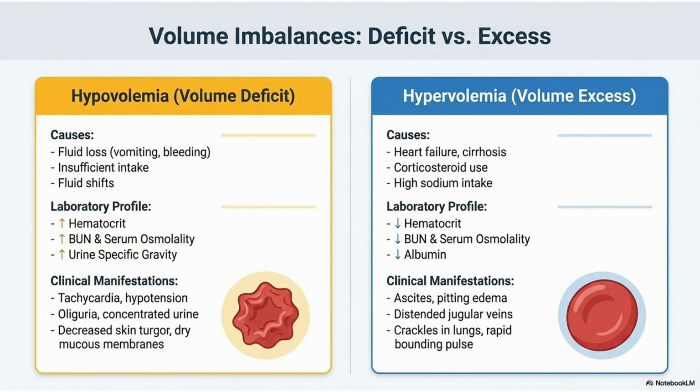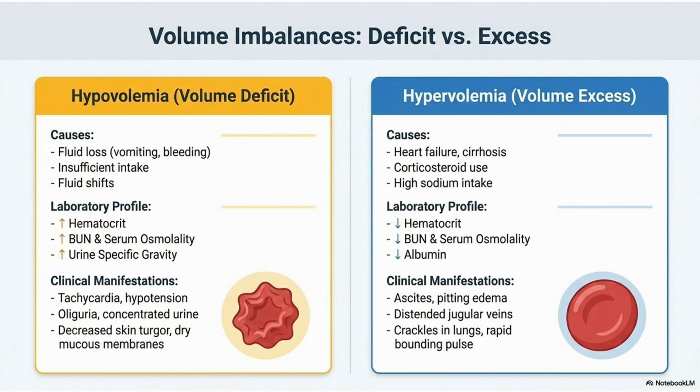So there are two different types of imbalances with fluids. Real quick, you have fluid volume deficit, where you don't have enough fluid in the body. It could be from vomiting or bleeding, not drinking enough water, or fluid shifts going outside the vascular system into the interstitial space, or interstitial to the vascular, and it's not balanced, it's not equal, right? So how do we know that we have fluid volume deficit? How do we check that?